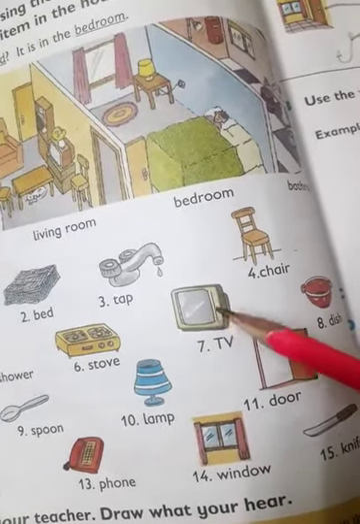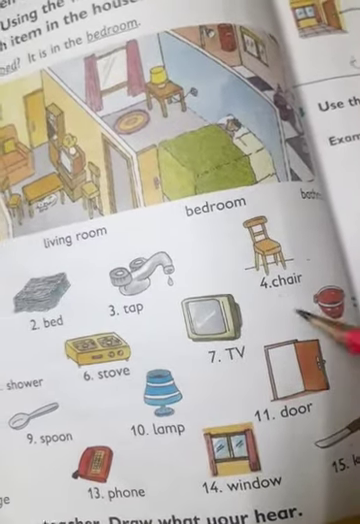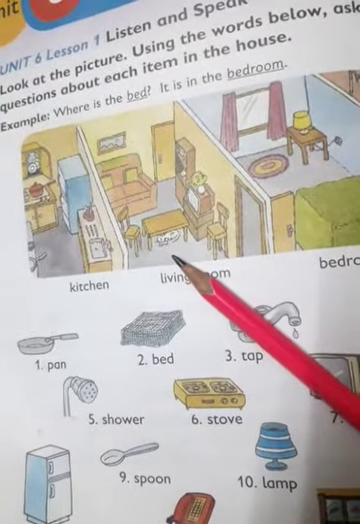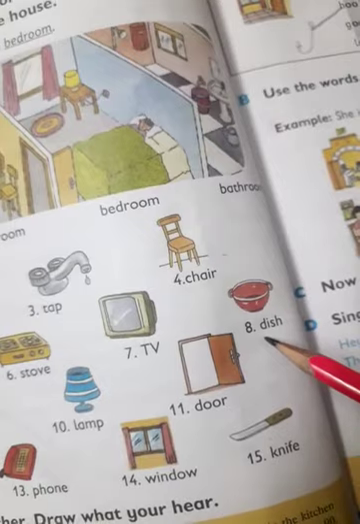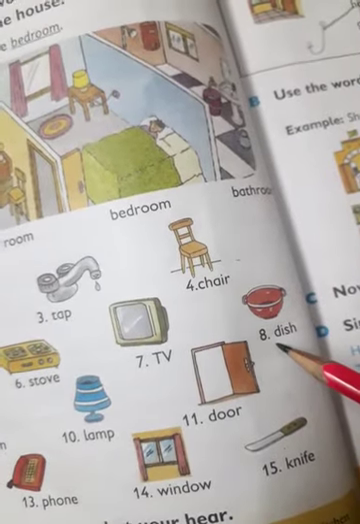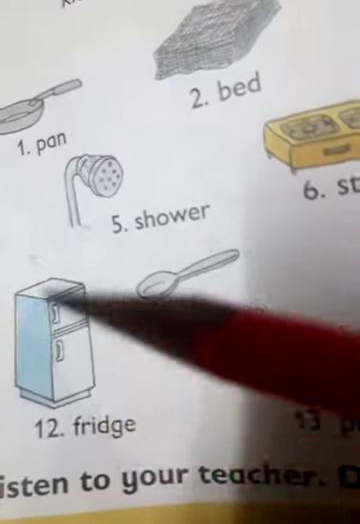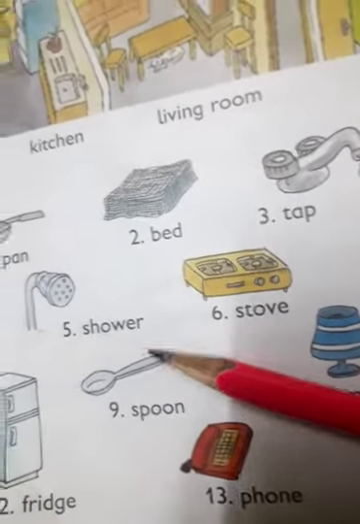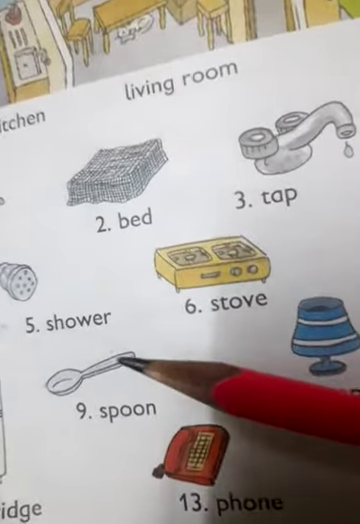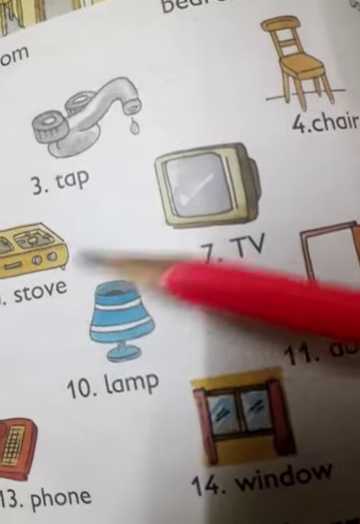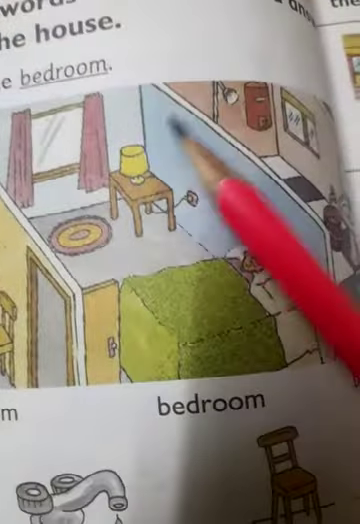Where is the TV? It is in the living room. Yes. And where is the dish? It is in the kitchen. Where is the fridge? Tell me. It is in the kitchen. Okay. Where is the spoon? It is in the kitchen. Where is the lamp? Lamp is in the bedroom.